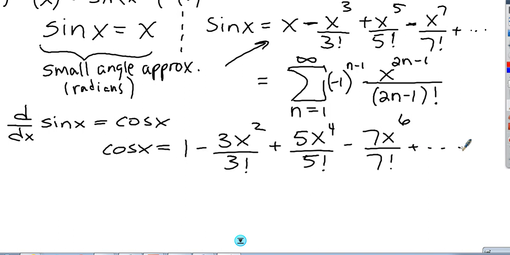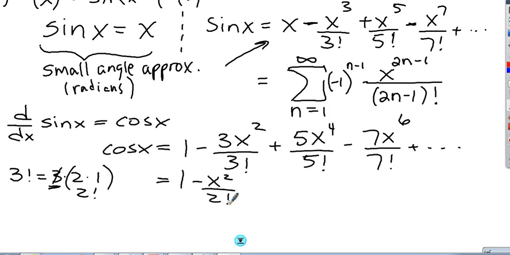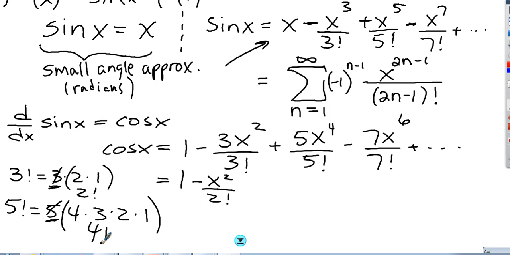But we're going to actually simplify this even further so we get a better pattern here. 3 factorial is 3 times 2 times 1. So this 3 on the bottom can cancel with this 3 on top, and 2 times 1 can be rewritten as 2 factorial. So this is actually 1 minus x squared over 2 factorial. Let's see if that works for the other cases. 5 factorial equals 5 times 4 times 3 times 2 times 1. This 5 will cancel with this 5. And what I'm left with then is 4 times 3 times 2 times 1, which is 4 factorial. So we get a much nicer pattern because now the exponent will agree with the factorial terms. And we can make a prediction here. This will be x to the 6th over 6 factorial, and so on.